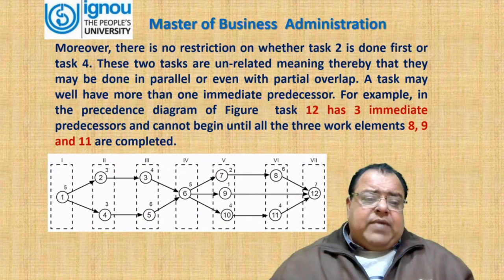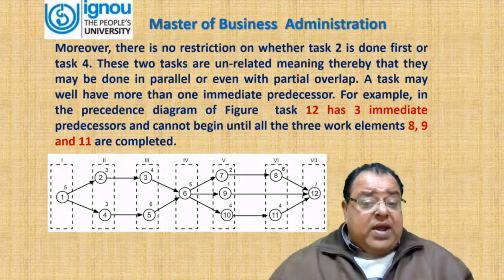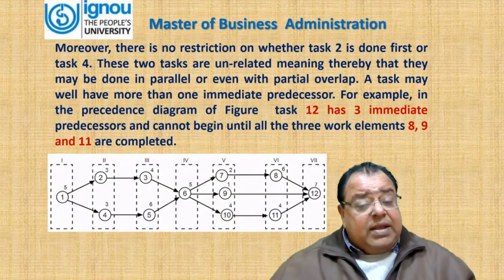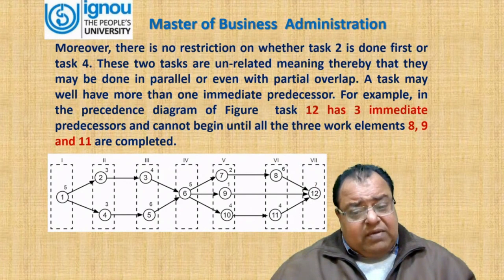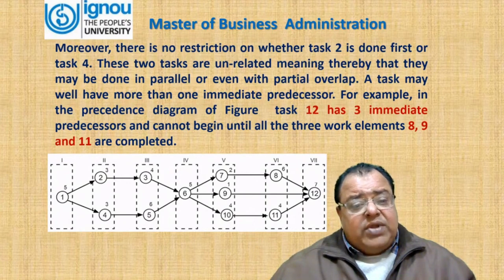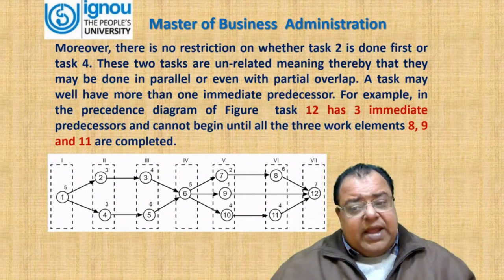A task may well have more than one immediate predecessor. For example, in the precedence diagram of the figure, task 12 has three immediate predecessors and cannot begin until all three work elements, that is 8, 9, and 11, are completed.